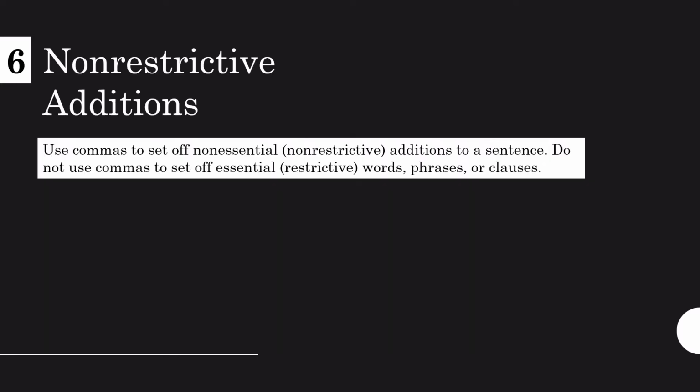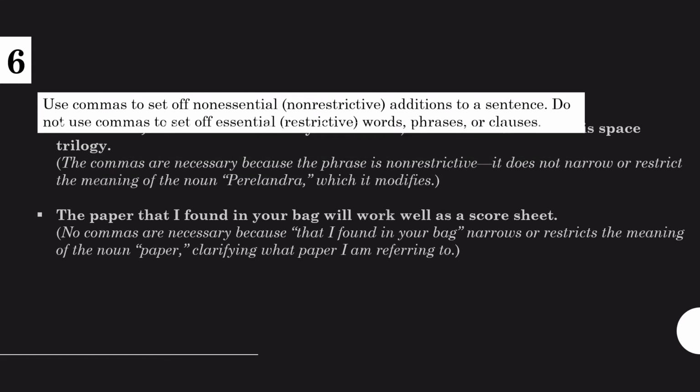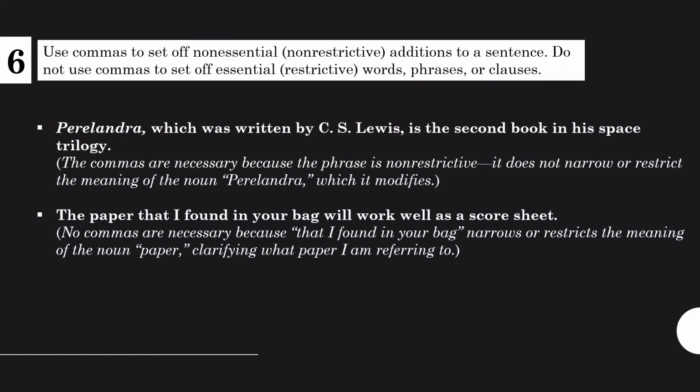The sixth commandment of proper comma usage involves commas with non-restrictive additions. Use commas to set off non-essential or non-restrictive additions to a sentence. Do not use commas to set off essential or restrictive words, phrases, or clauses. Look at these sentences. Perelandra, which was written by C.S. Lewis, is the second book in his space trilogy. The commas are necessary because the phrase is non-restrictive. It does not narrow or restrict the meaning of the noun Perelandra, which it modifies.